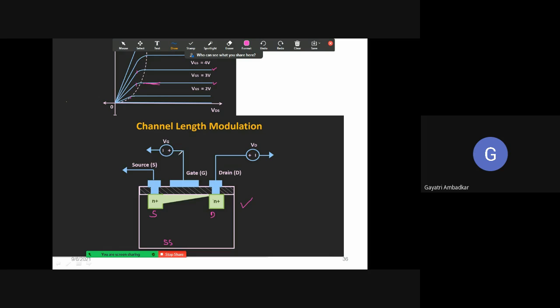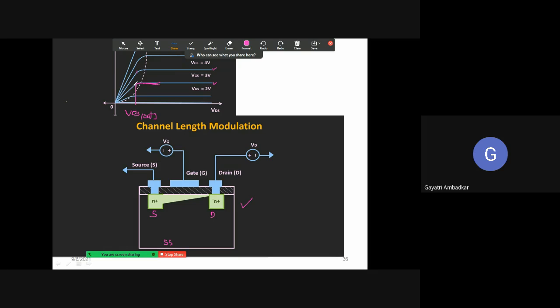Now you look at this point here. We call this voltage VDS sat, because from this value of VDS, the MOSFET is entering into saturation. From here onwards, the MOSFET is entering into saturation.